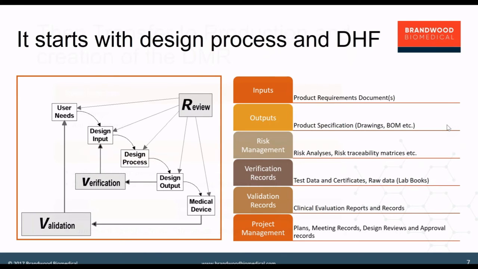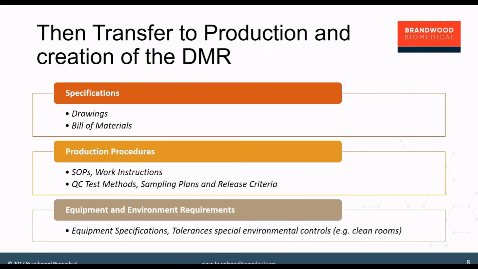The next step is to transfer the design onto production, and therefore, as part of that process, the DMR will be created. So the DMR, as I mentioned before, is essentially a snapshot of all the information that's required to manufacture the current specification of your product.